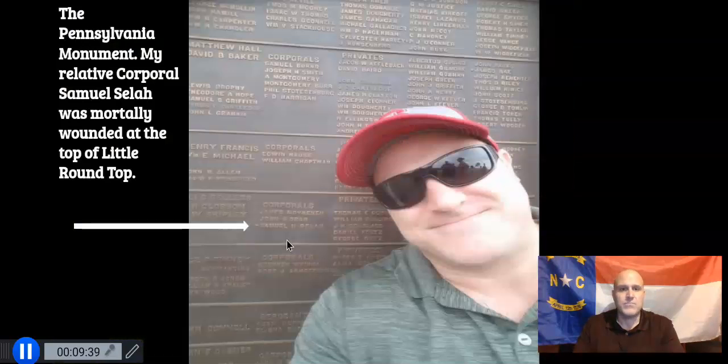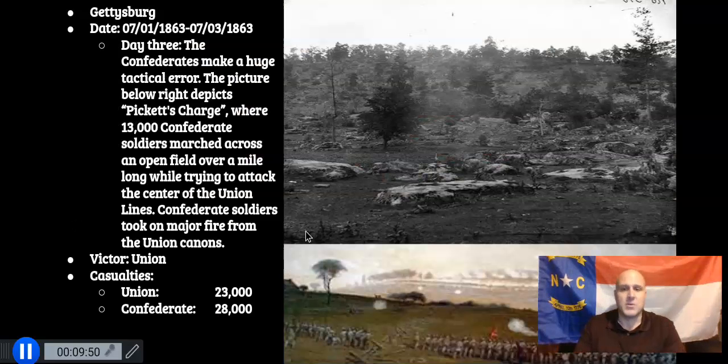I actually had family who passed away at the top of Little Round Top. Corporal Samuel Sela was shot, mortally wounded, at the top of Little Round Top. So I have a connection to Gettysburg myself. Here's Little Round Top again.